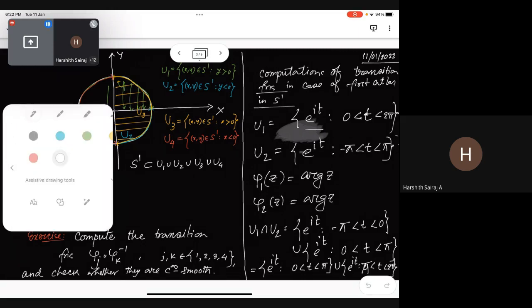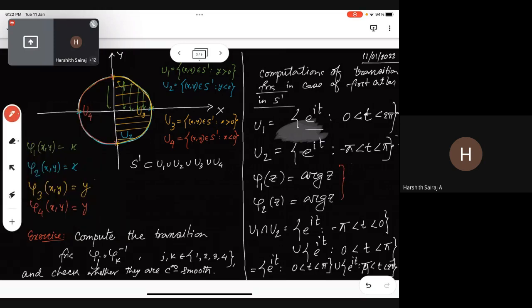So maybe let me point it out here. The domains of phi 1 and phi 2 are different. So they are different functions. Though in writing we are writing it as the same looking function, it has different images. Its domain is different. All right? Is it clear now?